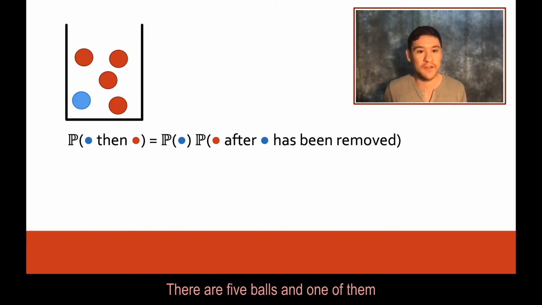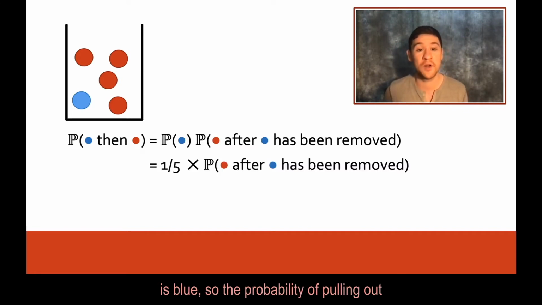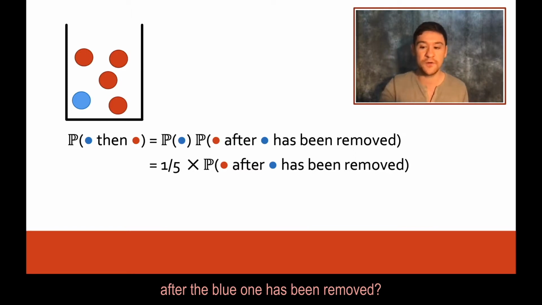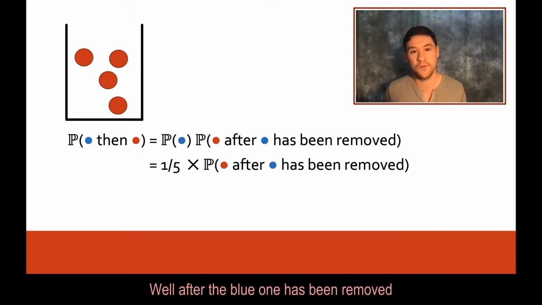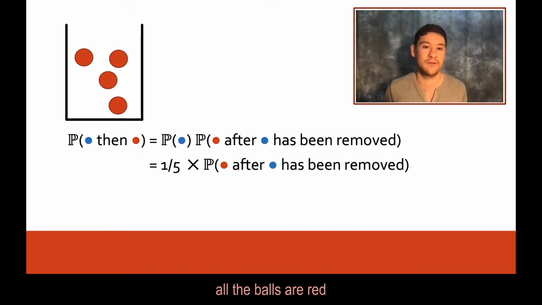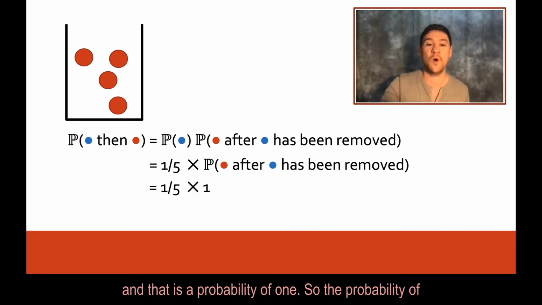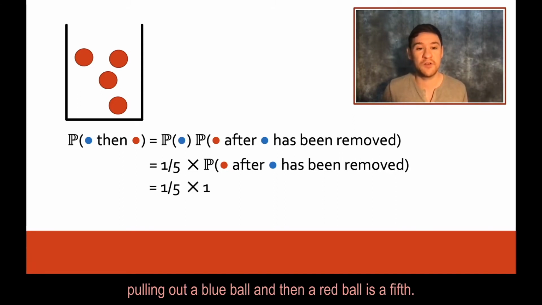There are 5 balls and 1 of them is blue, so the probability of pulling out a blue ball is 1/5. What is the probability of pulling out a red ball after the blue one has been removed? Well, after the blue one has been removed, all the balls are red, and so that is guaranteed to happen, and that is a probability of 1. So the probability of pulling out a blue ball and then a red ball is 1/5.